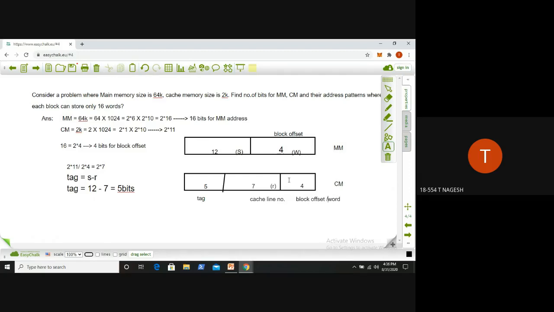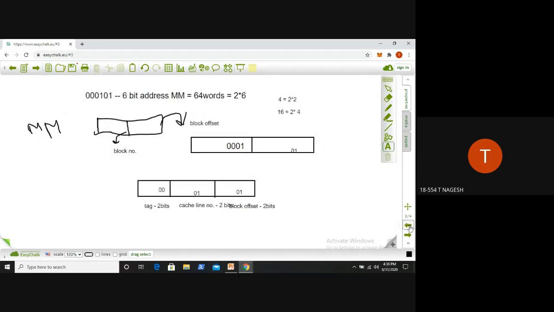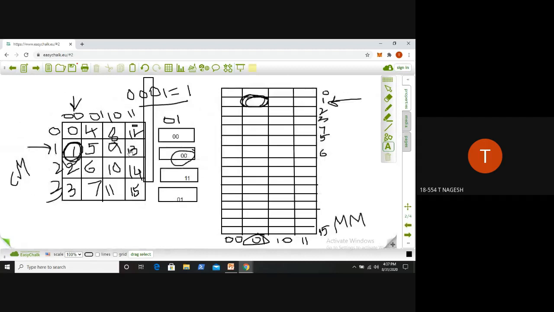Okay, mainly they'll focus on main memory and cache memory. That means to find out the address patterns for them. So this is how you can find the address patterns for both of them, right? Okay, so let us summarize this. So here I hope you have understood how we are finding this block or the required word in the main memory as well as in the cache memory.